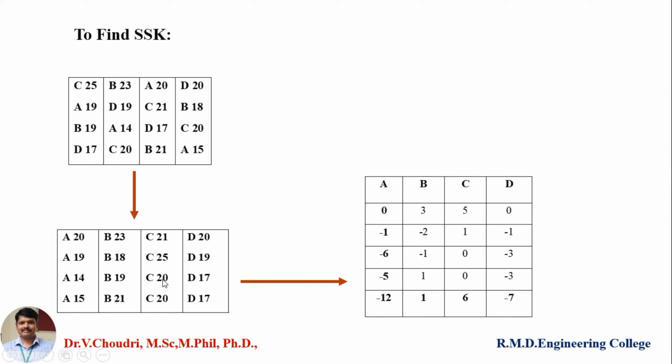Here also we subtract 20 from each value. 20 minus 20, 0. 23 minus 20, 3. 25 minus 20, 5. 20 minus 20, 0. 19 minus 20, minus 1. 18 minus 20, minus 2. 25 minus 20, 5. 19 minus 20, minus 1, and 14 minus 20, minus 6. 19 minus 20, minus 1. Like that, we have found all the values by subtracting 20. Minus 12, 1, 6, and minus 7.